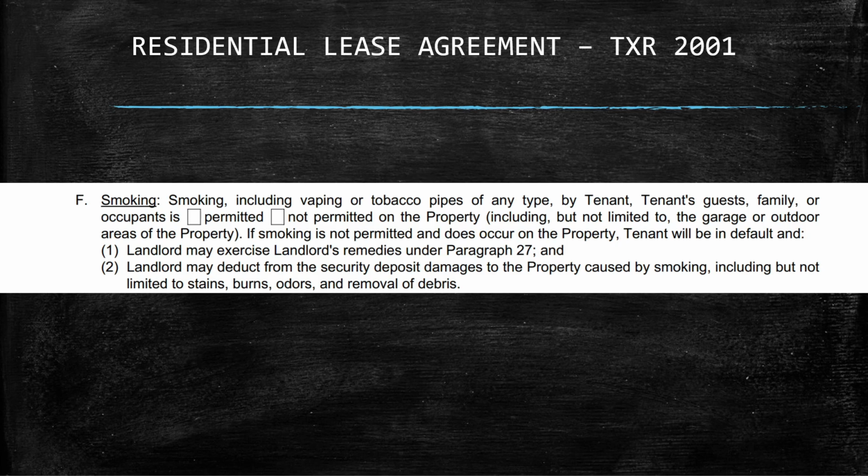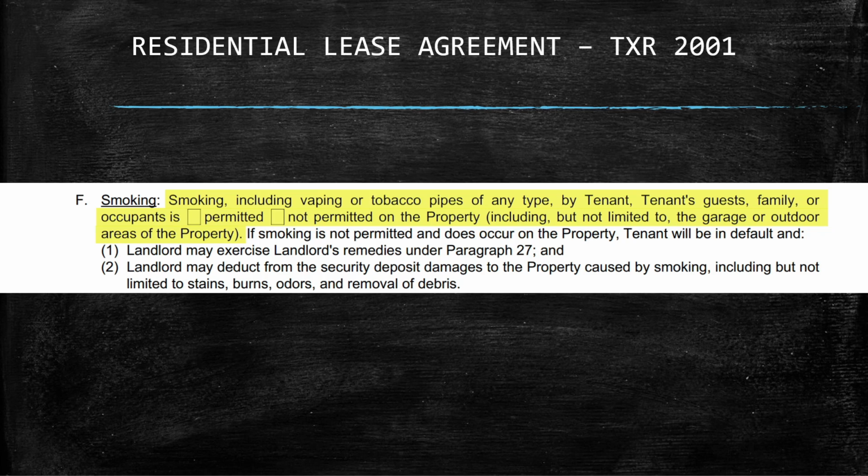17F talks about smoking and vaping. Smoking, including vaping or tobacco pipes of any type by either the tenant or the tenant's guests, family, or occupants, is either permitted or not permitted on the property. And if we're talking about smoking, vaping, anything like that on the property, bear in mind that the property includes the garage and the outdoor areas of the property.